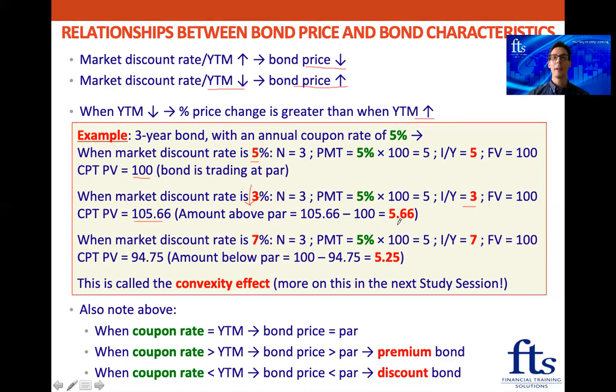So what's the amount above par? $5.66. So the yield has gone down, the price has gone up, like we saw above. Okay, so yield down, price up.